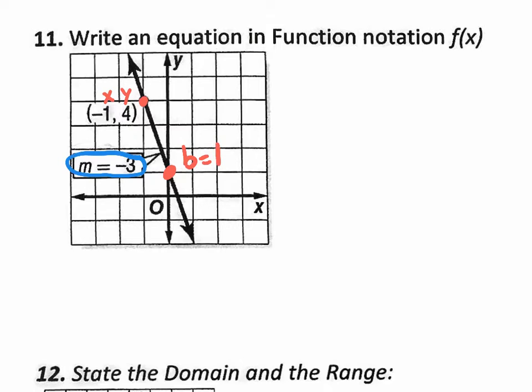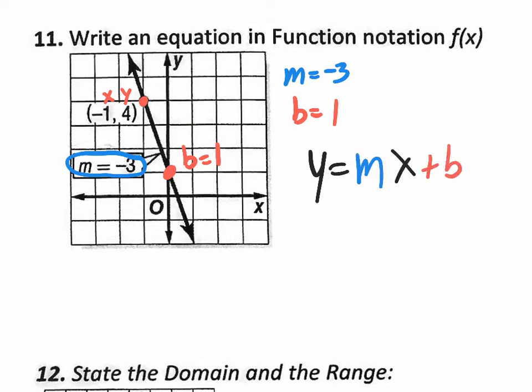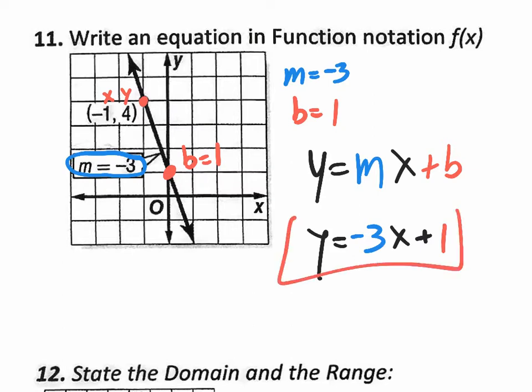The b value is 1. It crosses the y-axis at 1. So if you know your m value, which is -3, and you know your b value, which is 1, you could actually write your equation in y equals mx plus b. Right? So what is this equation in y equals mx plus b form? Y equals -3x plus 1. That's your equation in slope-intercept form.